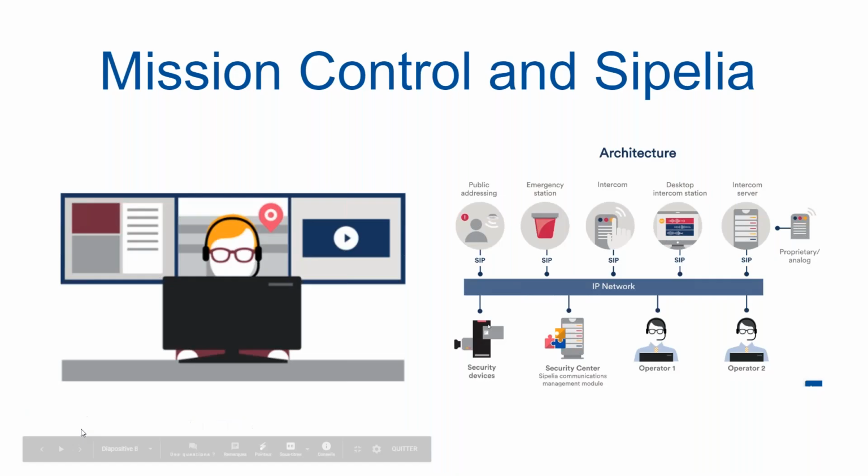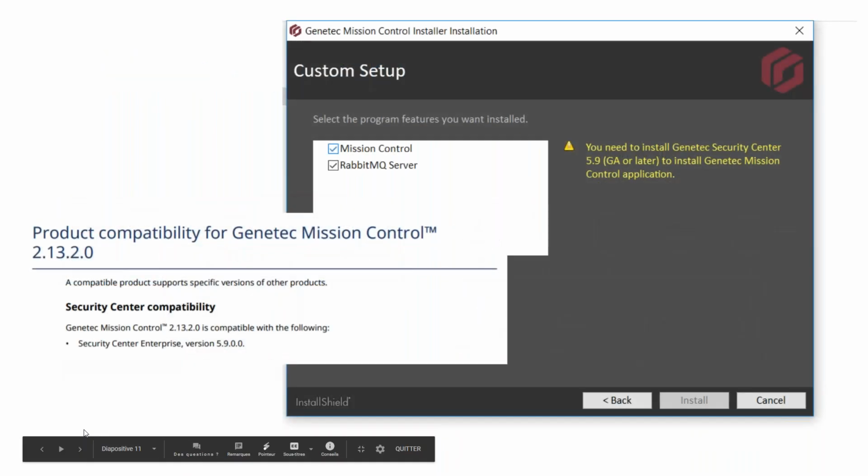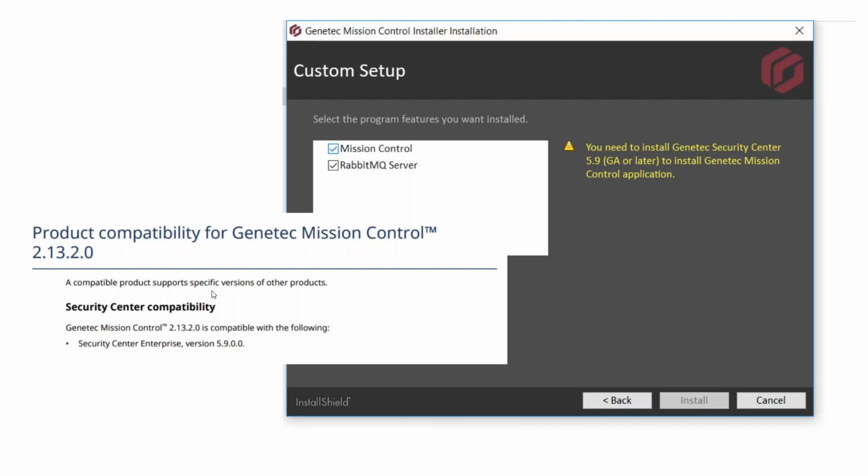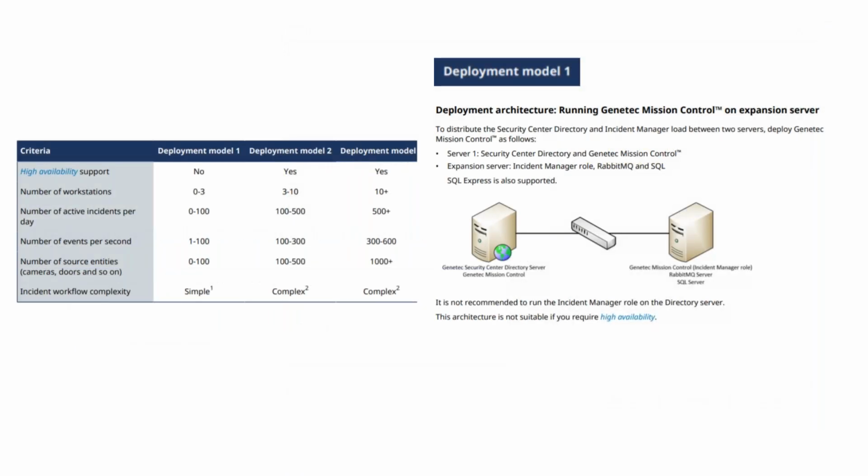Perfect. One thing you have to notice, as a side note, if you want to install 2.13, you're going to need Security Center 5.9. So to use the latest Mission Control, you're also going to need the latest Security Center 5.9 and up.